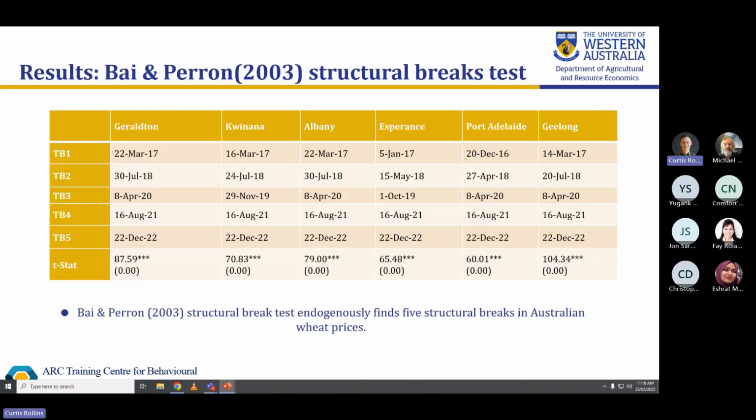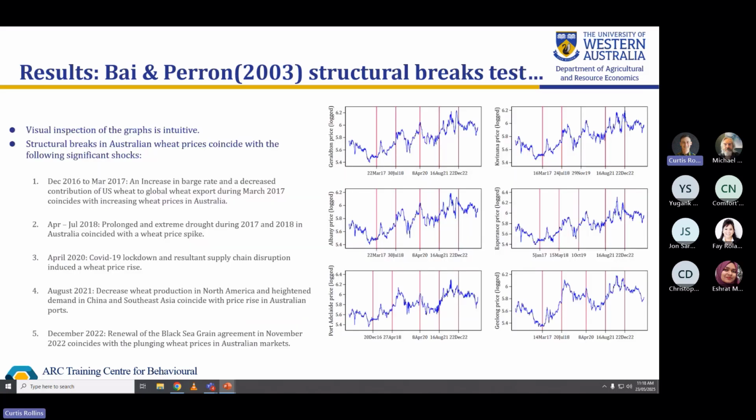When I test for the structural breaks in this price series with the Bai and Perron 2003 test, I find 5 structural breaks. When you see these breakpoints, they look pretty intuitive and they relate to some events going on in the global and domestic scenario. So these are pretty intuitive. If you see, these are the breakpoints.